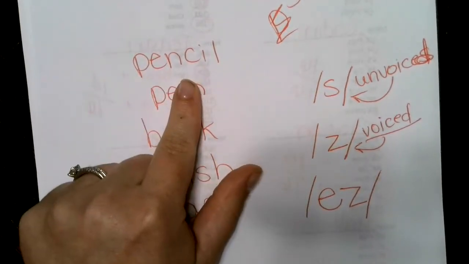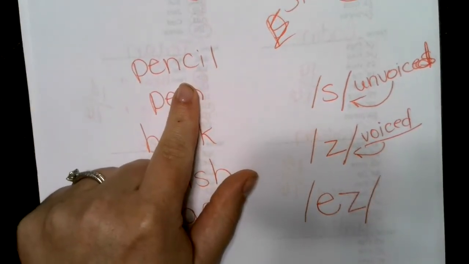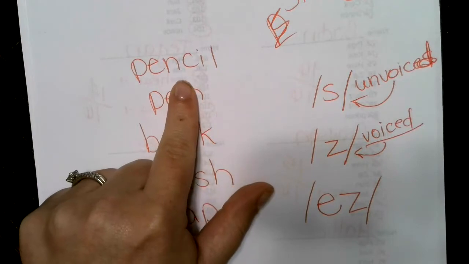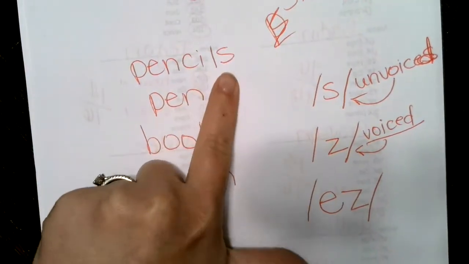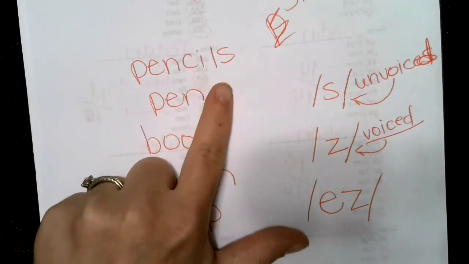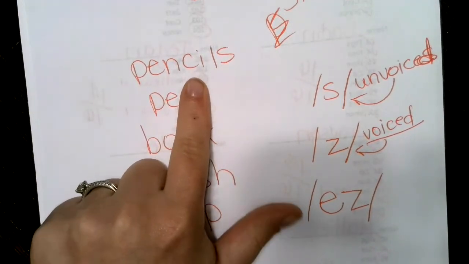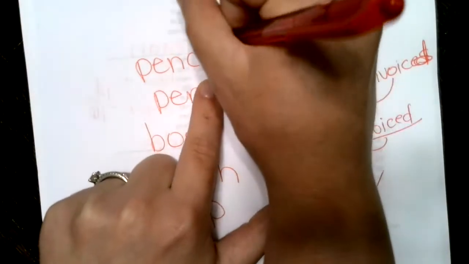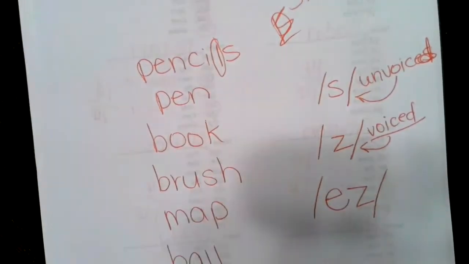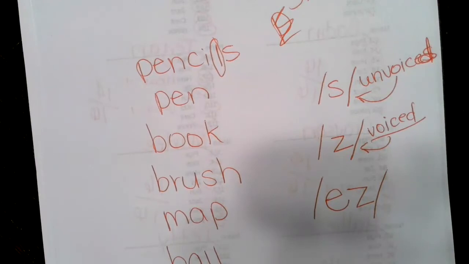So let's look at this together. This word is pencil. If I want to make pencil more than one, I add an S. But I have to know what sound this S is going to make. What sound is going to determine what sound this S is going to make? I hope you said, l. Put your hand on your throat and say, l. Is it voiced or unvoiced?